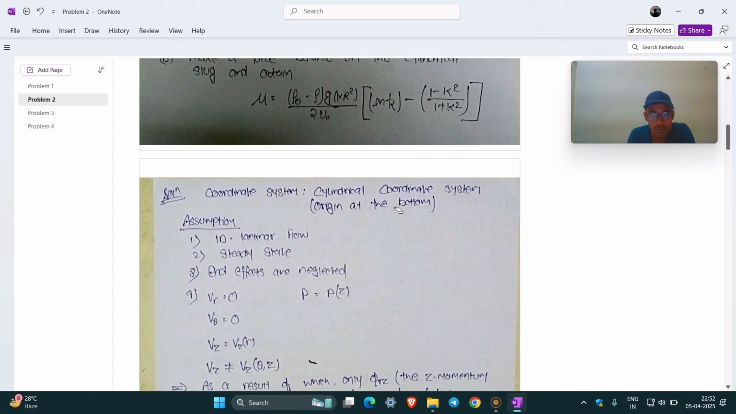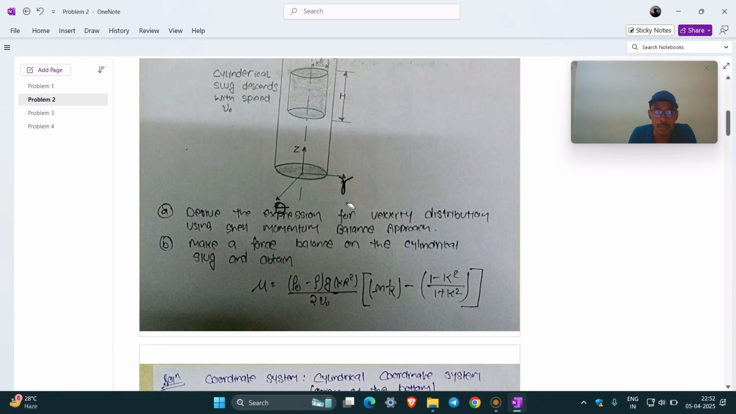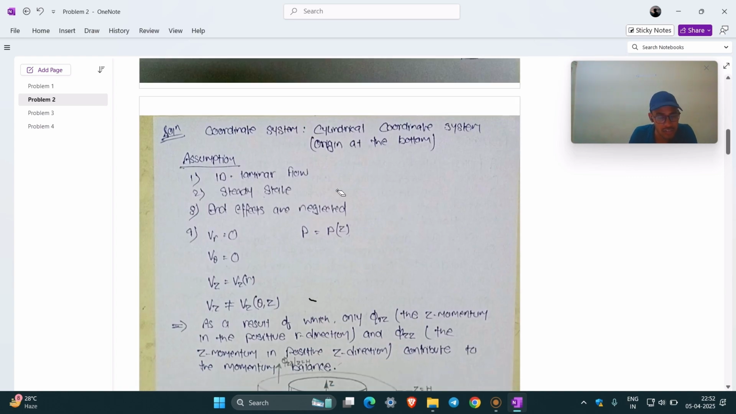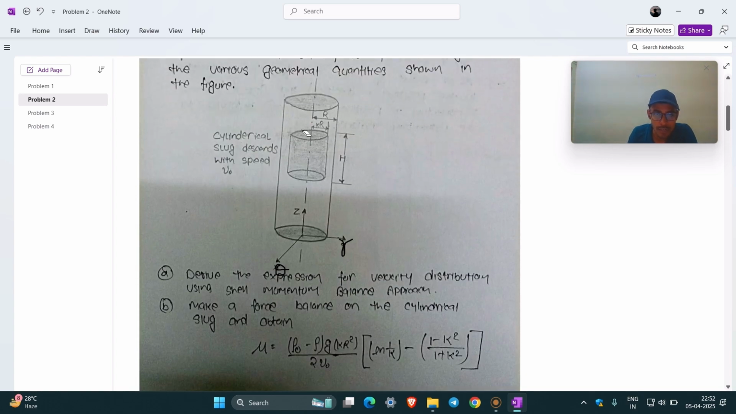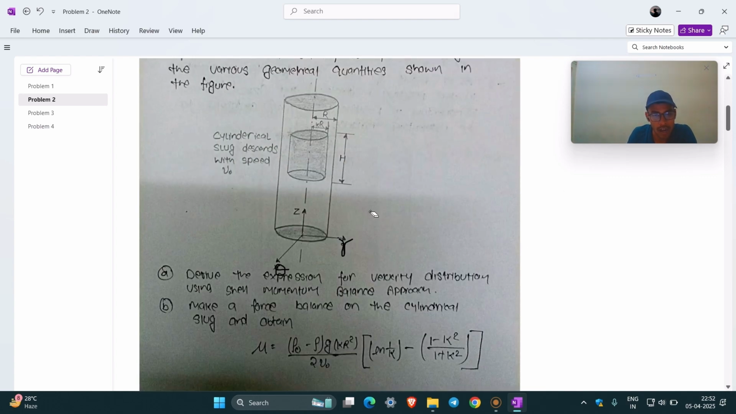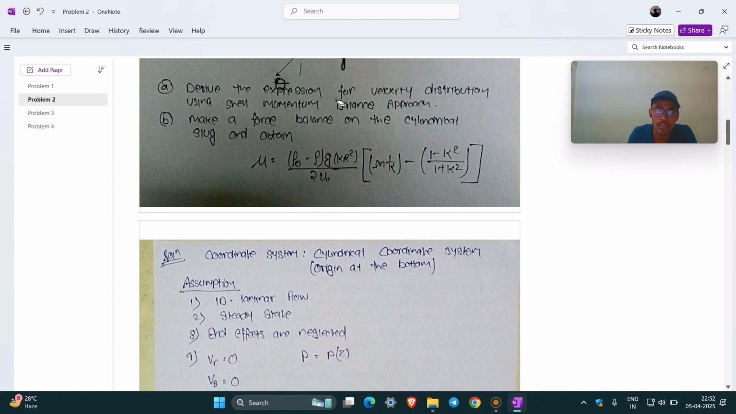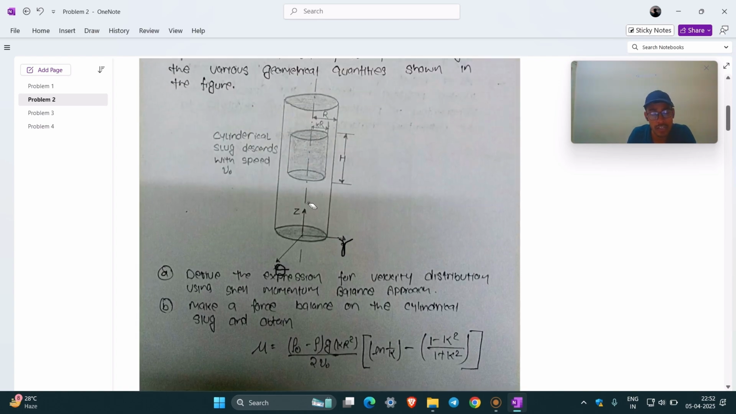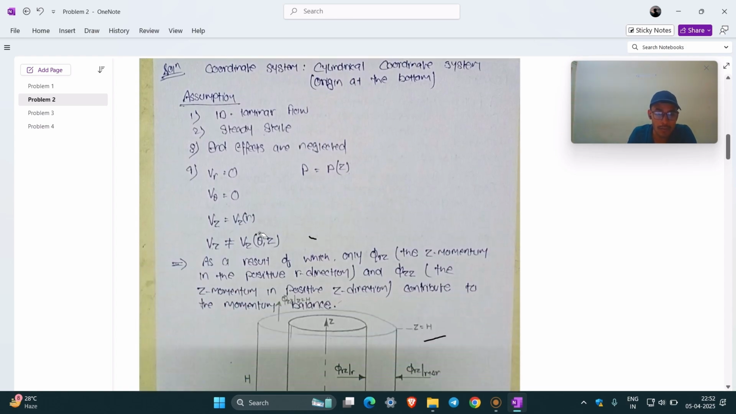Now a few of the assumptions which we consider to solve this problem. First, this is 1D laminar flow; second, steady state condition prevails; and third, end effects are neglected, that is, the flow is completely developed in this region and there is no external disturbance to it. Also, Vr is zero, there is no velocity in the r direction. V theta is zero, there is no velocity in the theta direction also. And apart from that, Vz is not a function of theta and z.